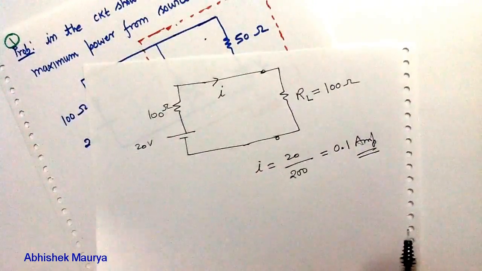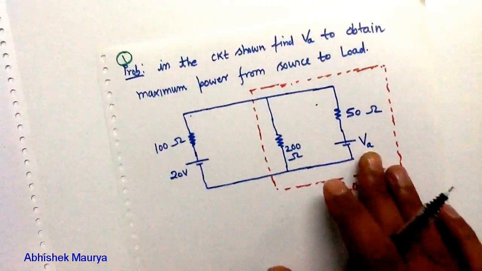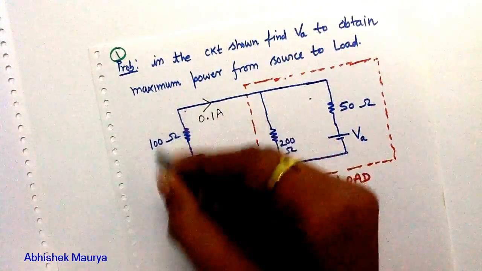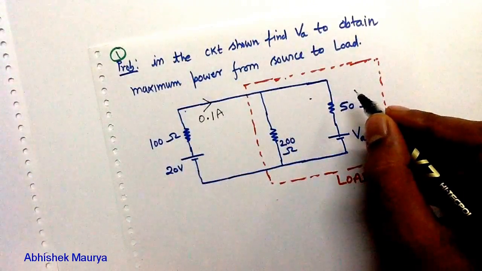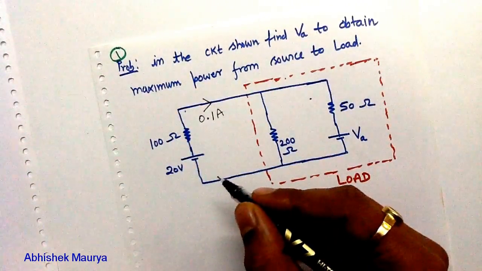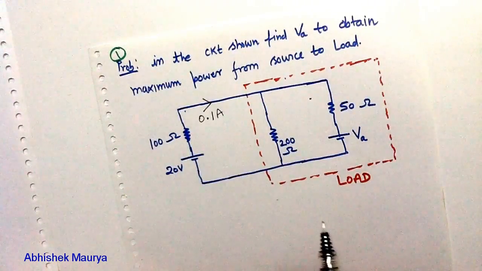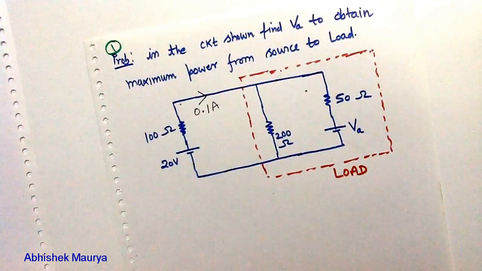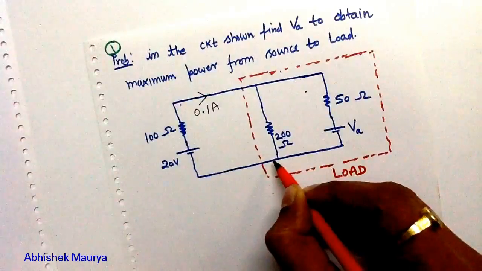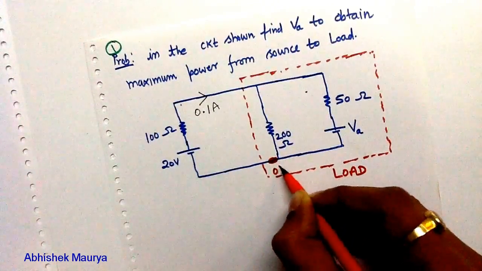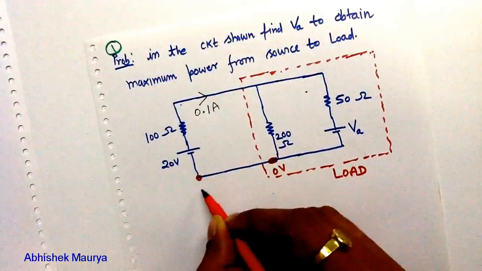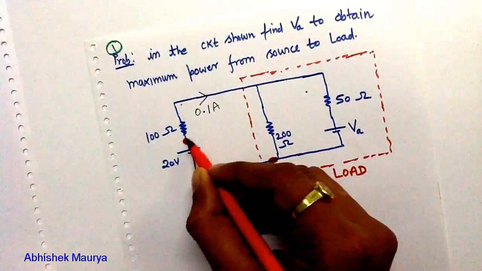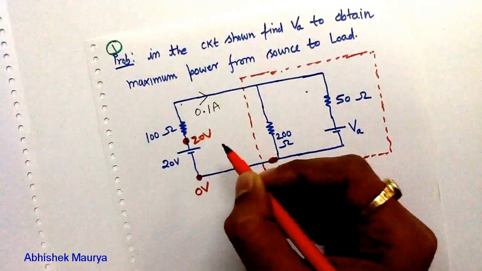Now look at this problem. 0.1 ampere current must flow from the source to the load, then only the maximum power will be transferred from the source to the load. Let the potential of this point be 0 volt. This potential will be 0 volt. The potential of this point will be 20 volt.